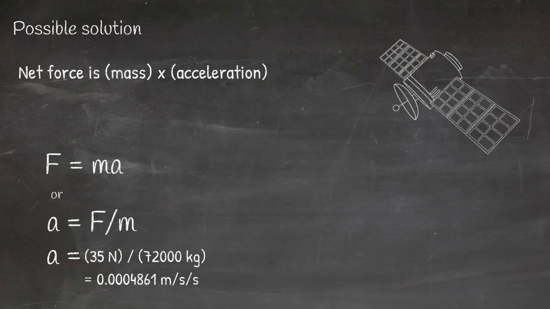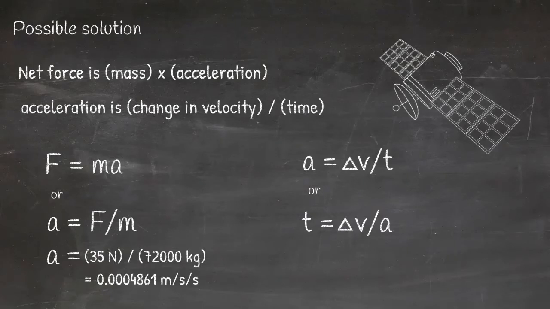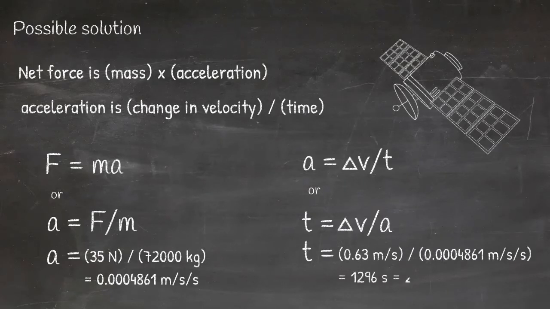All right. Now, that acceleration does relate to velocity and time, as you would expect. Acceleration is the change in velocity divided by the time it takes to change that velocity. So let's write down that equation, and then we'll solve for the time because that's what we want in this problem. So the change in velocity, 0.63 meters per second again. The acceleration is the number I just found. And when we do this calculation for time, we get the same 1,296 seconds, or 21.6 minutes.